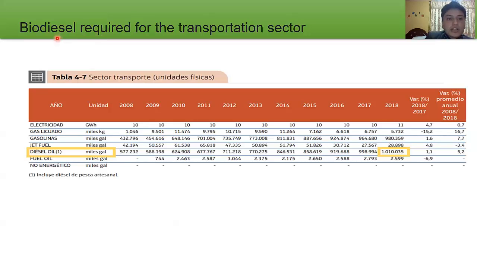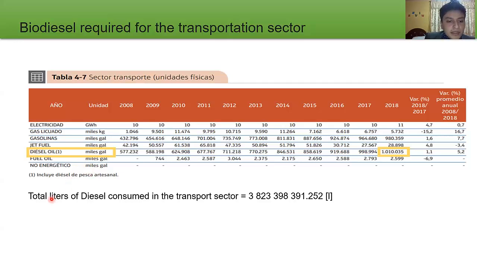It is necessary to note the biodiesel required for the transportation sector. I have the comparison of the biodiesel potential of cultivation with diesel consumption in the transportation sector. For this part, we need to focus on the year 2018, and it is necessary to focus on the units, because if you remember, when I calculated the biodiesel potential, I calculated in liters, not in gallons. It is necessary to transform, and the diesel oils include the diesel for artisanal fishing.